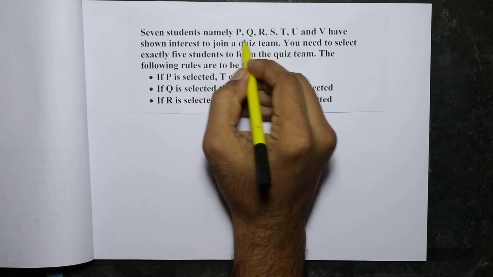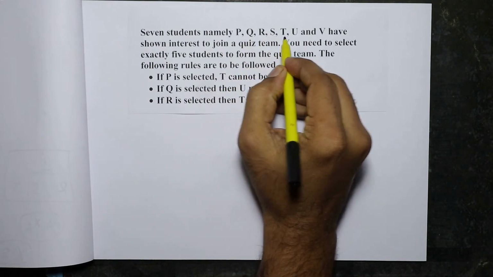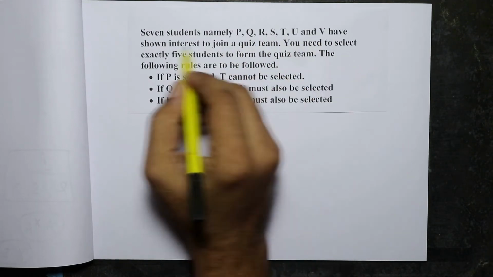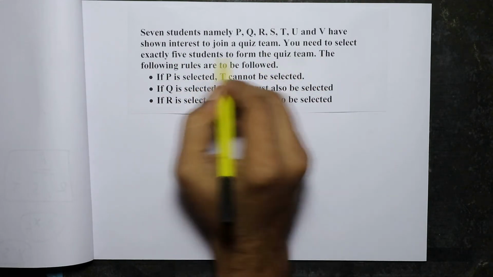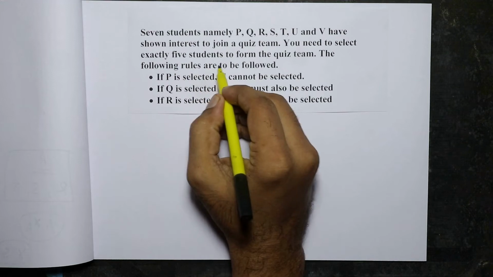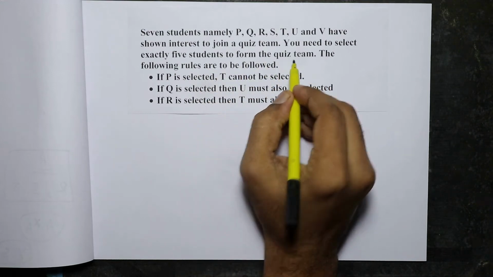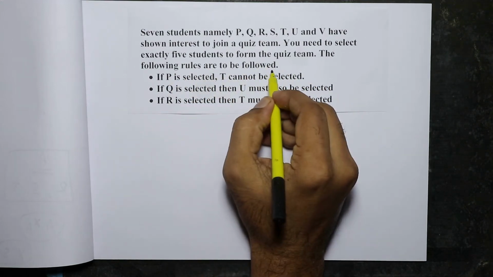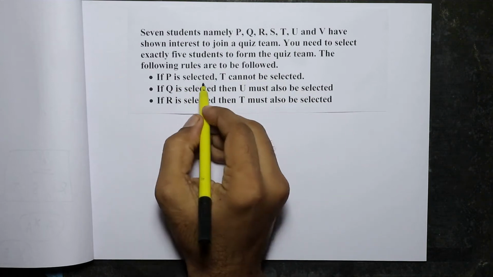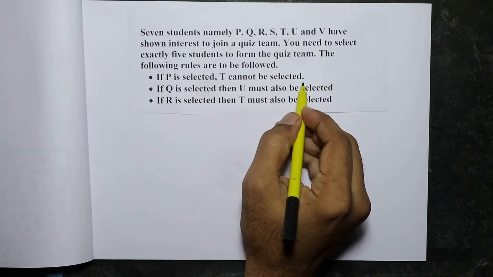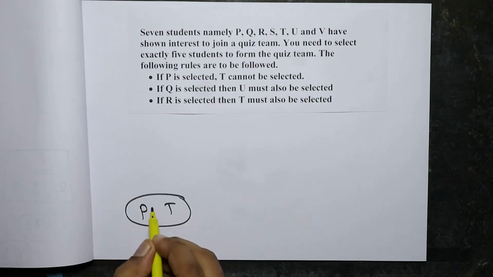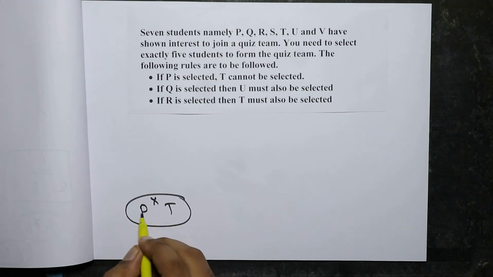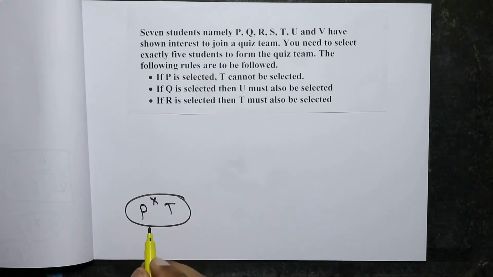Seven students, namely P, Q, R, S, T, U, and V, have shown interest to join a quiz team. You need to select exactly 5 students to form the quiz team. The following rules are to be followed. If P is selected, T cannot be selected, which means that both P and T cannot be selected.